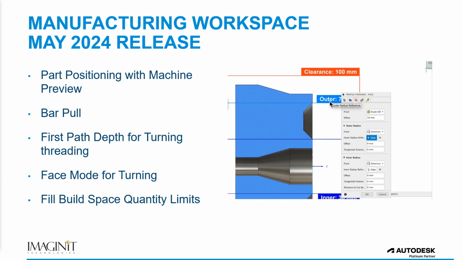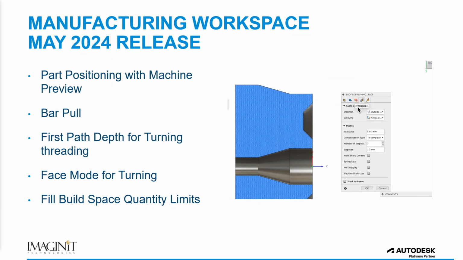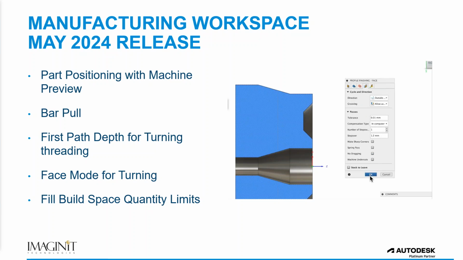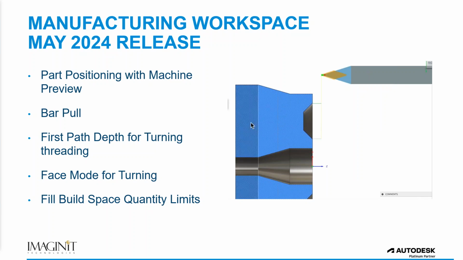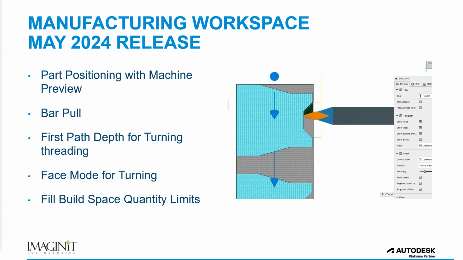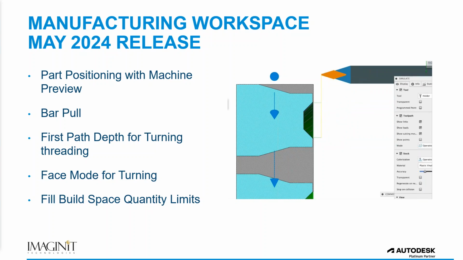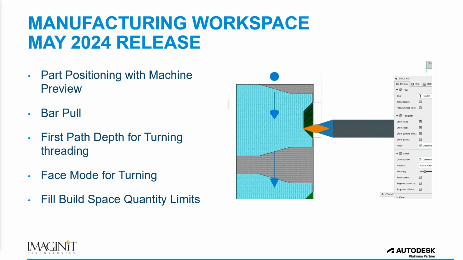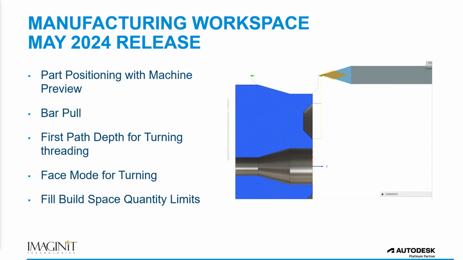All right, manufacturing workspace for May. So the first thing to talk about is part positioning with machine preview. What this means is when we do a setup for our machining, in the setup dialog box, there's now a new tab that allows us to investigate the part being on the machine and how it is oriented. So this helps with setting your XYZ axes, your touch-off points, so on and so forth.